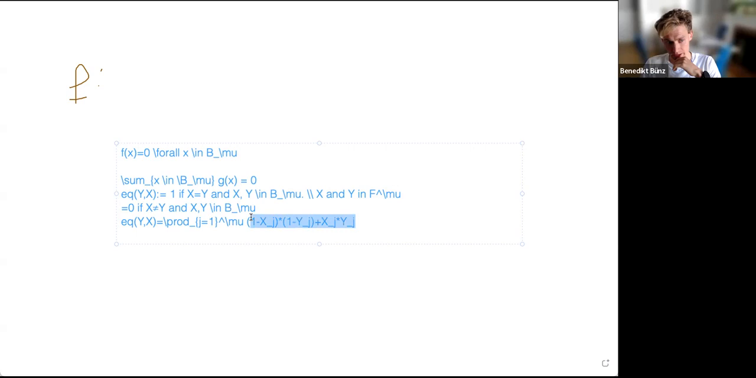So let's look at the case where x is equal to y, so all the xj's are equal to yj's. Well, then they're either both 0, in which case this factor is 1, because 1 minus 0 times 1 minus 0 is 1, and this other term falls away. Or they're both 1, in which case this is 0 and this is 1. And now we have the product of a bunch of 1s, which is still 1. So this satisfies the case that EQ is equal to 1.